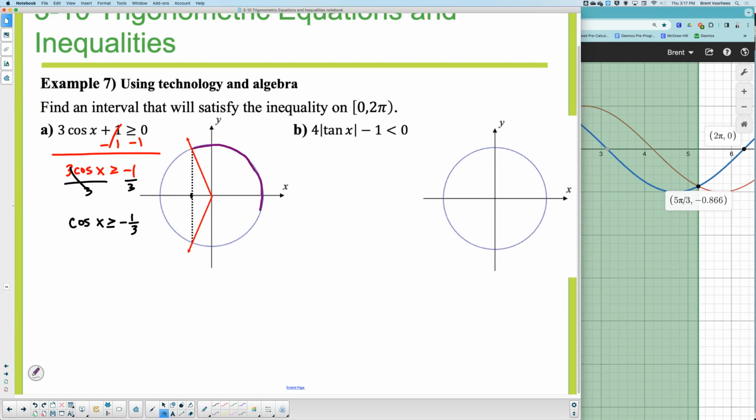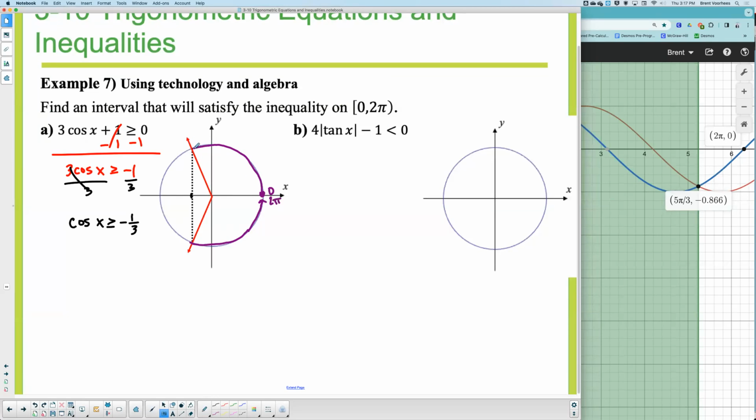And I can do this as one interval. No, it says 0 to 2 pi. Never mind. So we're going to have to break this and list it as two different intervals. We'll do one where it includes the 0. And we'll have one that comes all the way up, and it's going to stop right here at 2 pi.